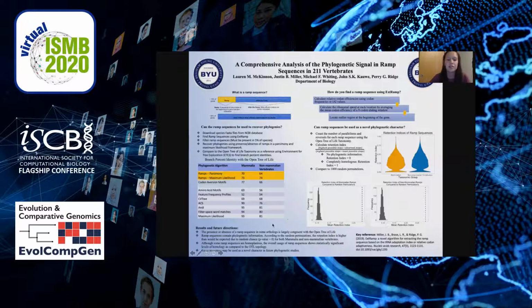So overall in this study, we learned that the presence and absence of a ramp sequence in many orthologs is largely congruent with the Open Tree of Life. And we also learned that although some ramp sequences may be homoplasious, if you look at the overall usage of ramp sequences, then they do show statistically significant levels of homology as compared to the Open Tree of Life. And all of this indicates that ramp sequences may be used as a novel character in future phylogenetic studies.